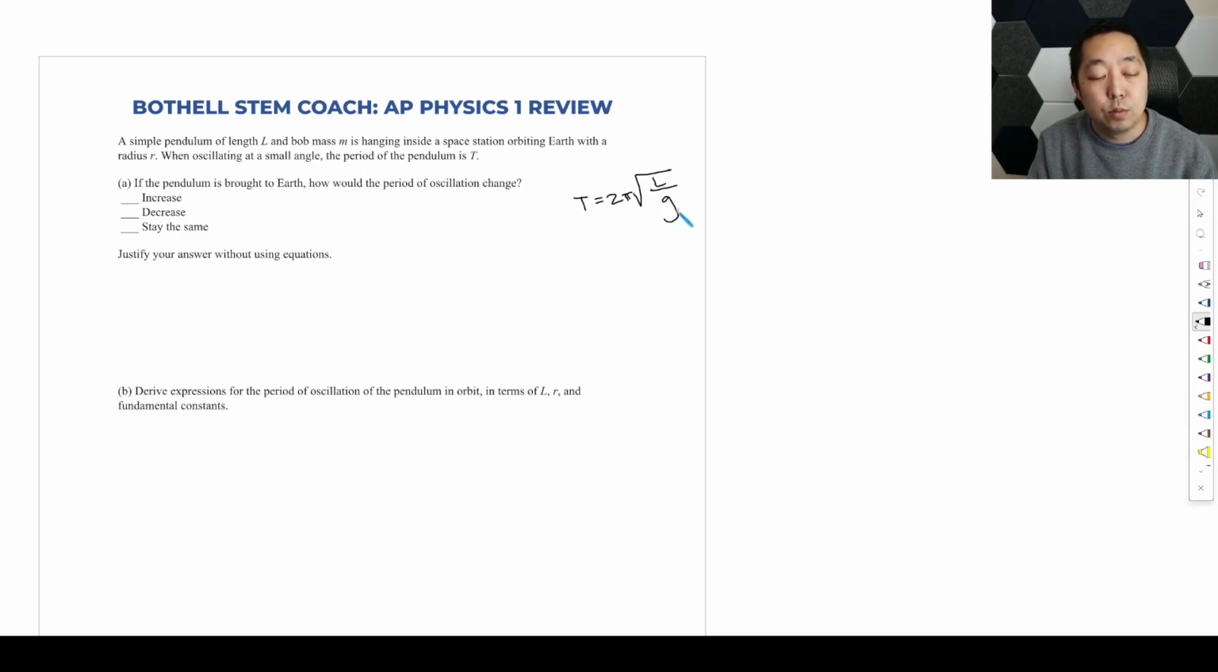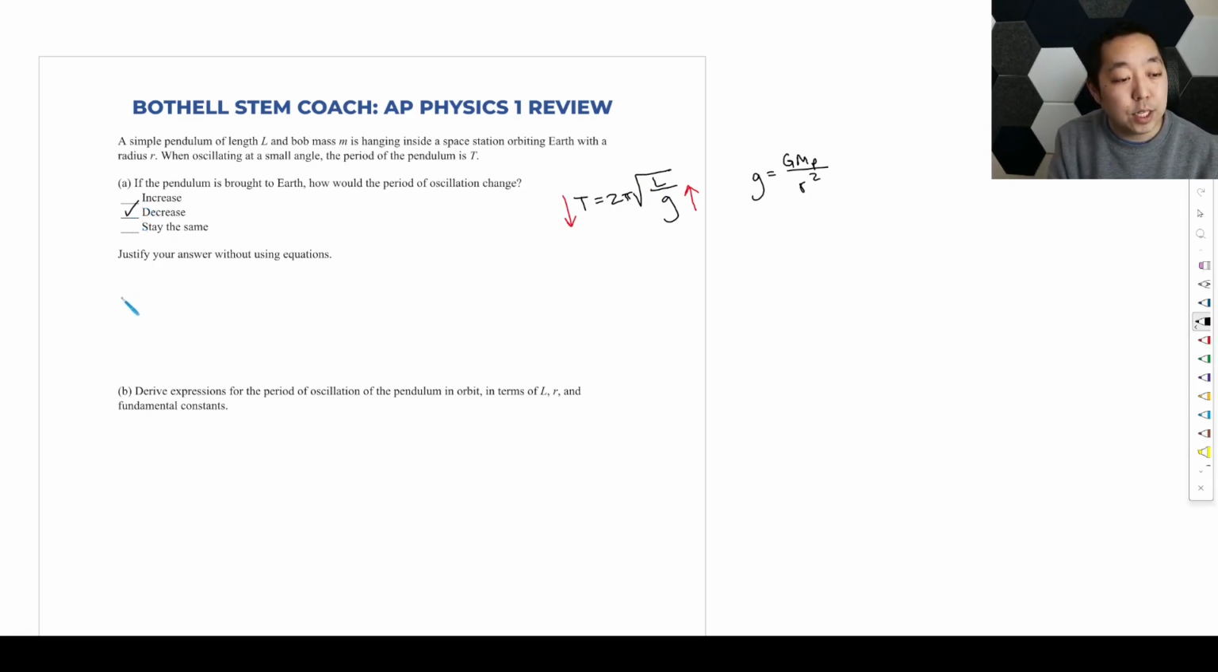Now, what's going to happen is when you are further away from the Earth's surface, the g is equal to G mass of the planet over r squared. And so what happens is as you bring it closer to the Earth, the g increases. So as you bring it closer to the Earth's surface, this is going to go up. The denominator is going to go up, so the period is going to go down. So you would say it decreases.